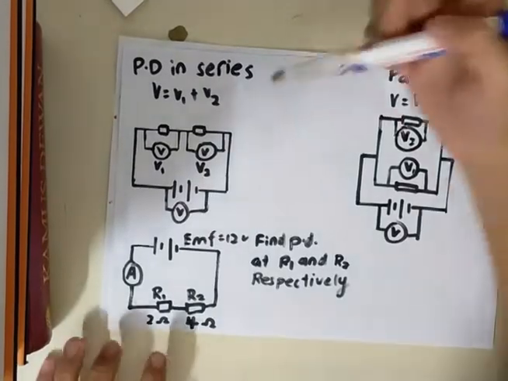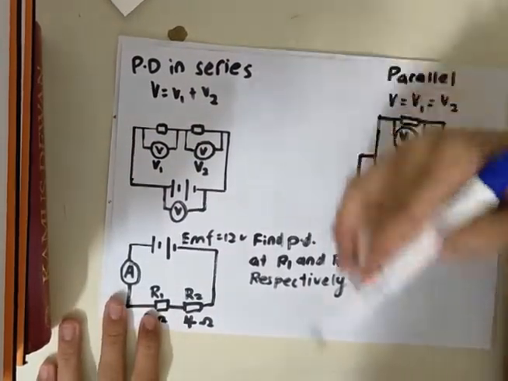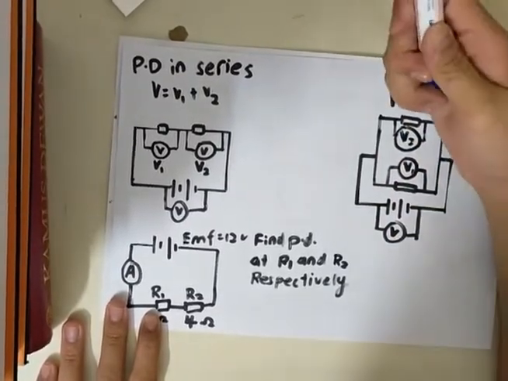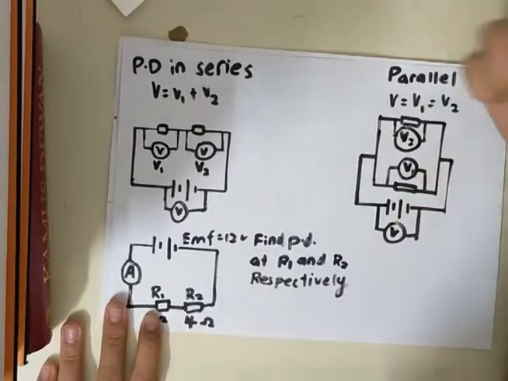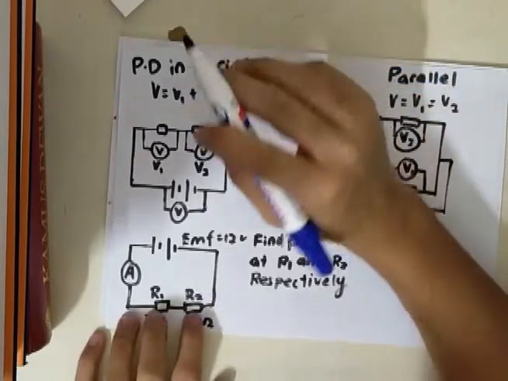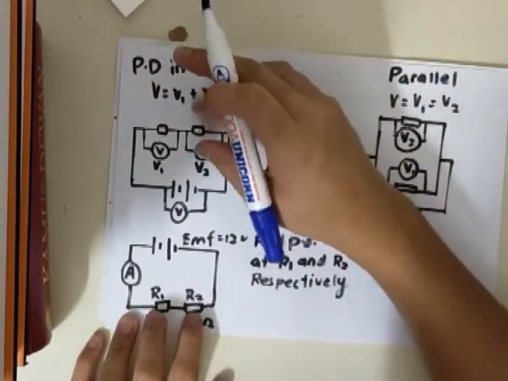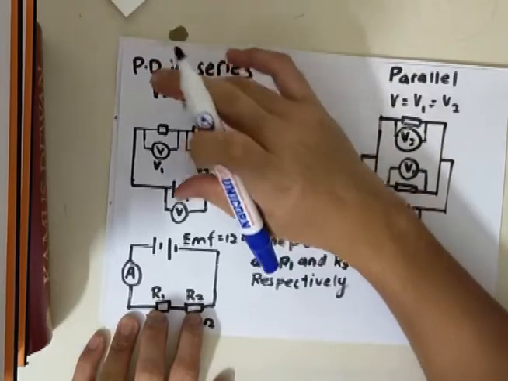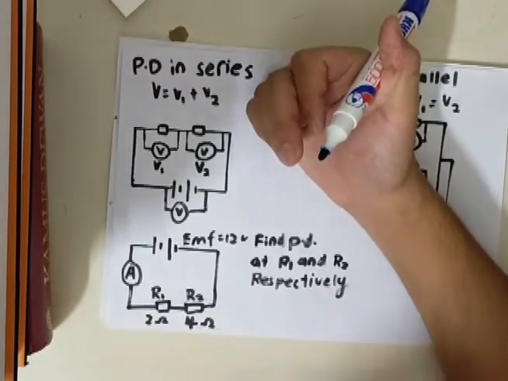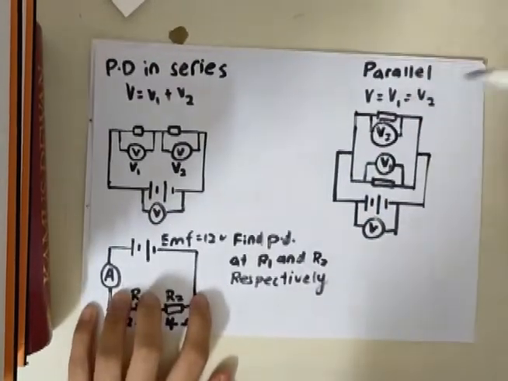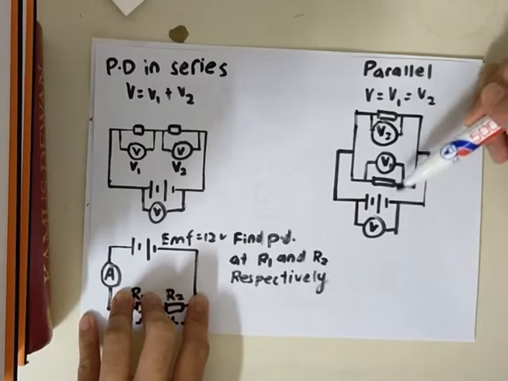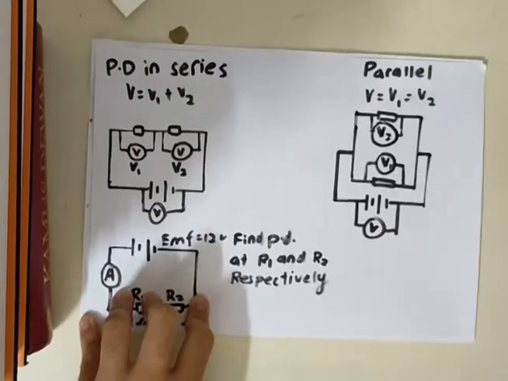The next thing we'll be doing is potential difference. Potential difference, I'll repeat the definition, is the work done to move one coulomb of charge from one point to another point. For series circuit, all the potential differences of your resistors added up would be the total potential difference, also called the terminal potential difference. For parallel, it will be the same terminal potential difference, and all the other resistors would receive the same amount of potential difference.